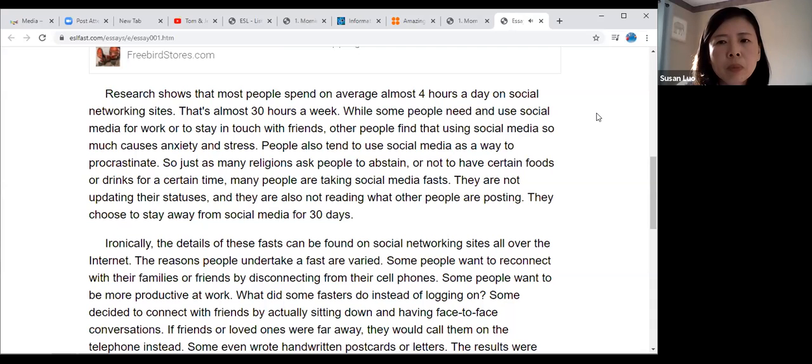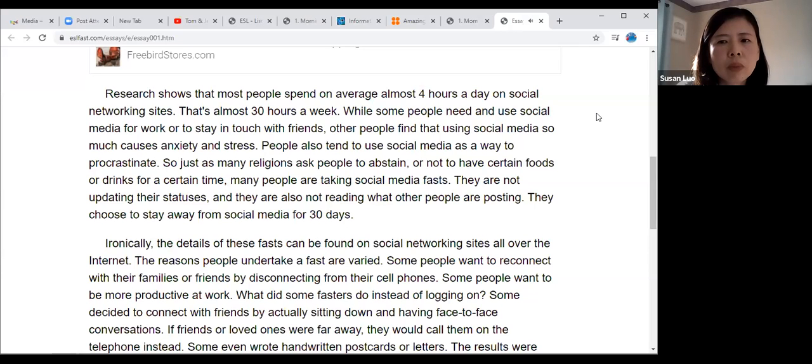While some people need and use social media for work or to stay in touch with friends, other people find that using social media so much causes anxiety and stress. People also tend to use social media as a way to procrastinate. So, just as many religions ask people to abstain or not to have certain foods or drinks for a certain time, many people are taking social media fasts. They are not updating their statuses, and they are also not reading what other people are posting.